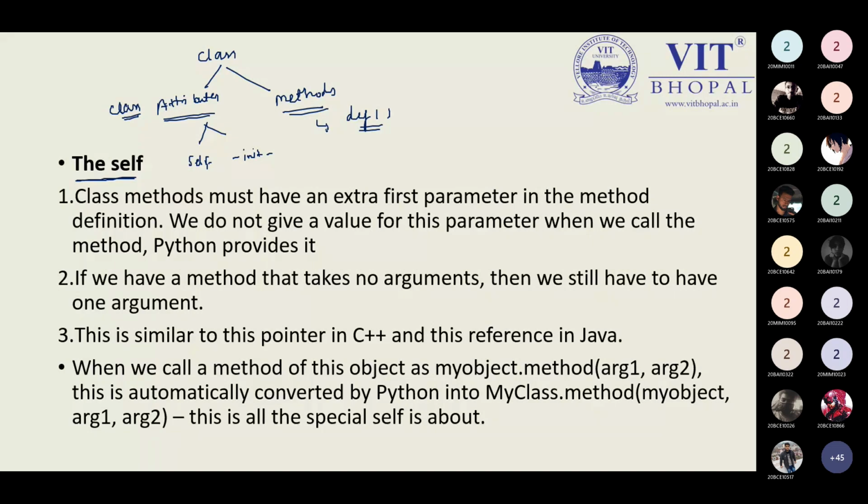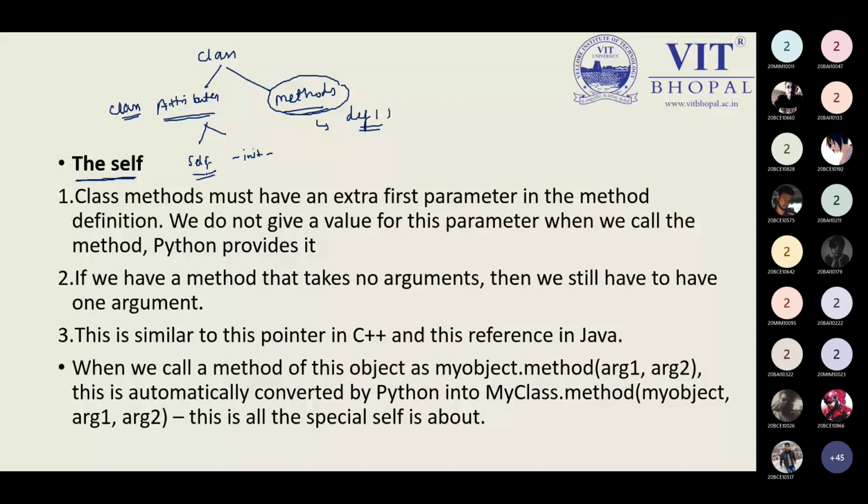With the help of this class method, along with the methods, we can also pass something. Self means we are passing something to our method that will take some parameter automatically. Class methods must have an extra first parameter in the method definition. We do not give a value for this parameter. When we call this method, Python provides it automatically.